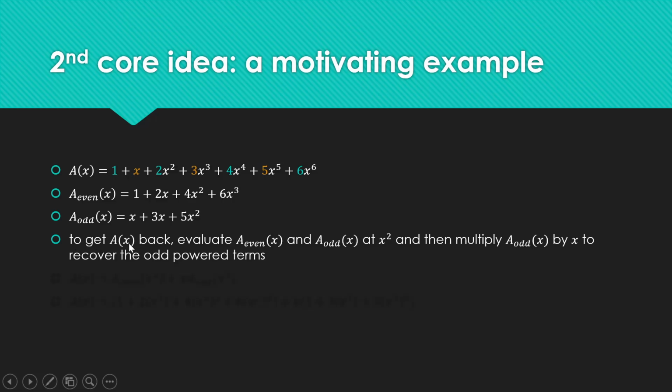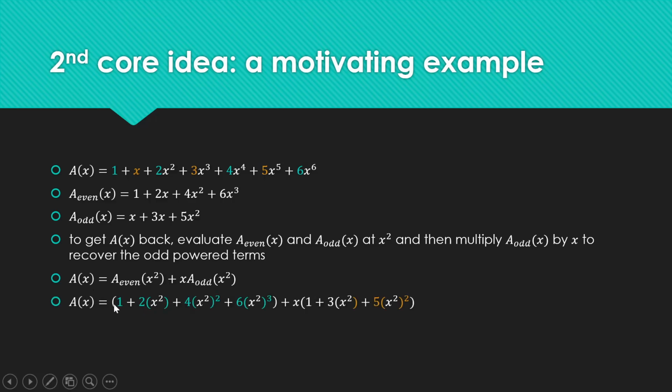So to get back the original A(x), we need to evaluate A even and A odd at x squared, as in we're going to put a value inside, but we're going to square it. And then finally, we multiply A odd(x) by x to recover the odd powered items. So remember, this is our combine step, and so this becomes A(x). If you try to simplify this, it returns back to A(x). For example, in this term, for x squared, you recover 4x raised to 4.